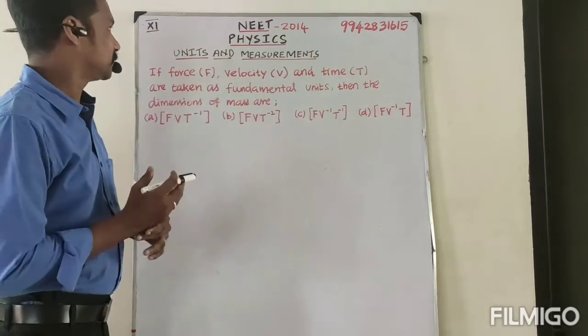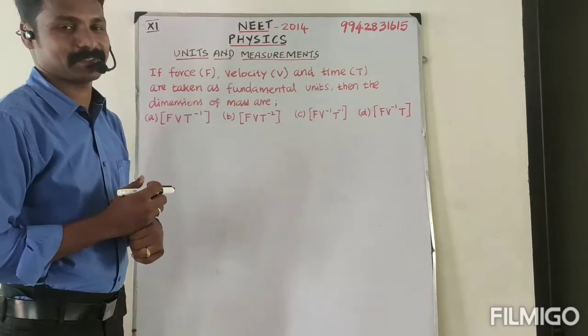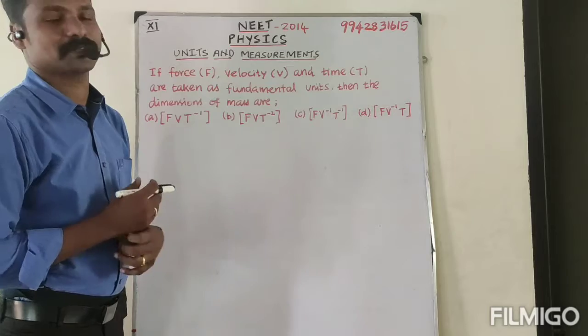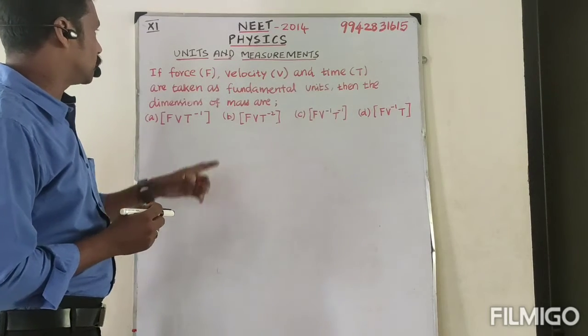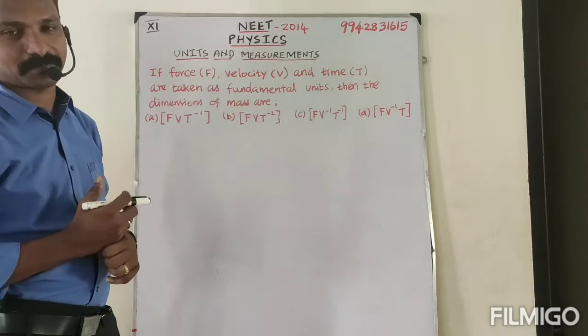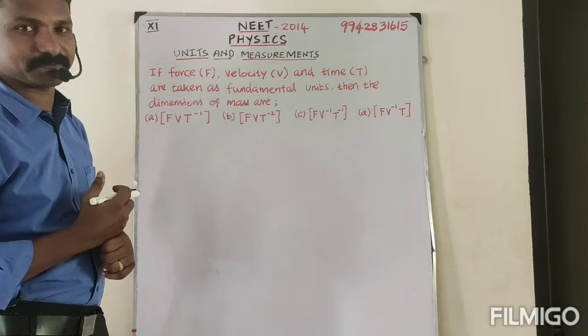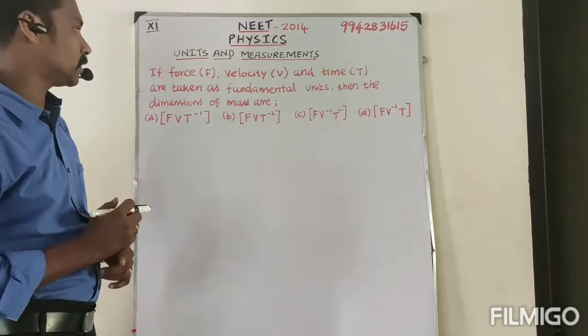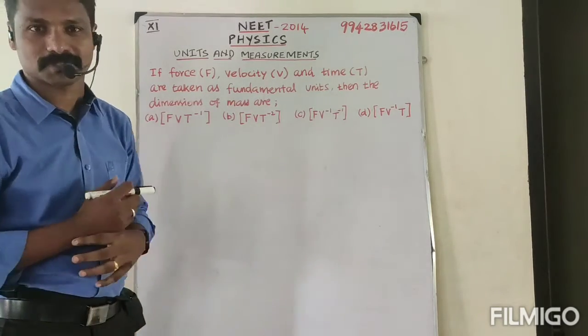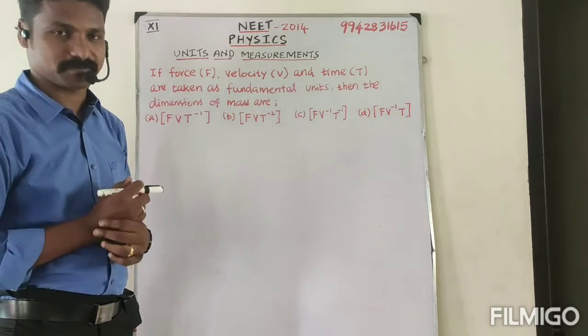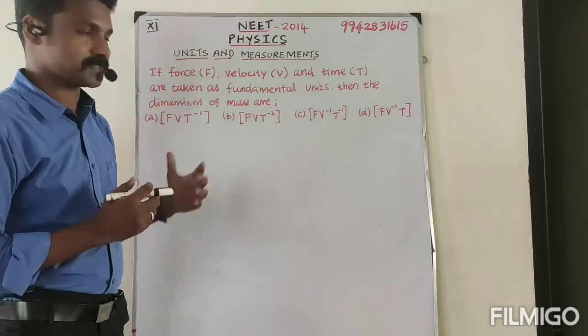Dear students, see the next one. NEET 2014, this question is asked from the Units and Measurement chapter. So you know very well that is dimension formula. So it's a dimension formula based question. It's not a direct question, so please observe the question.